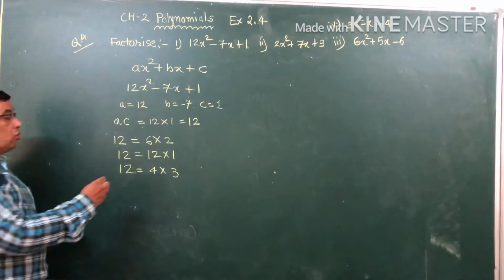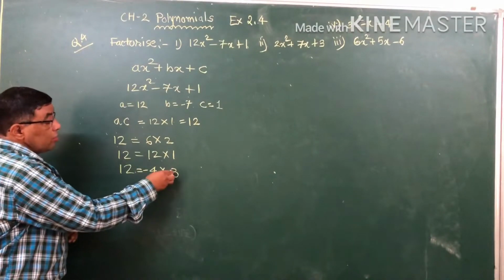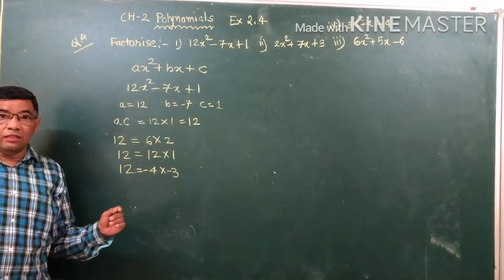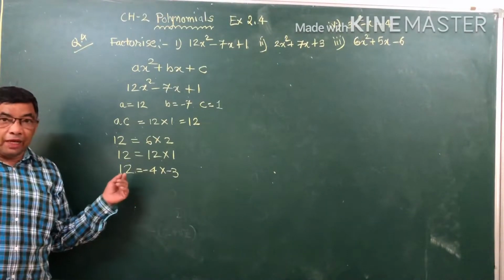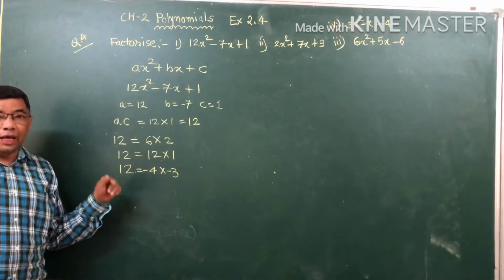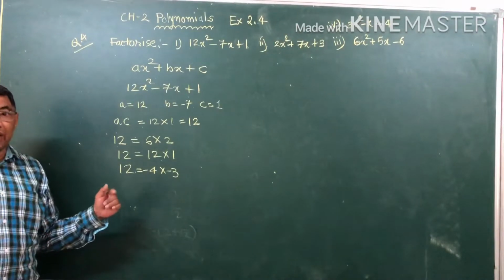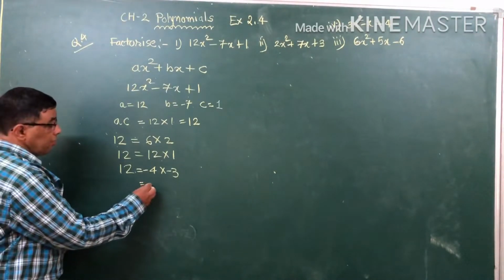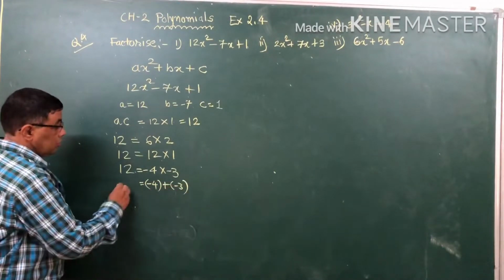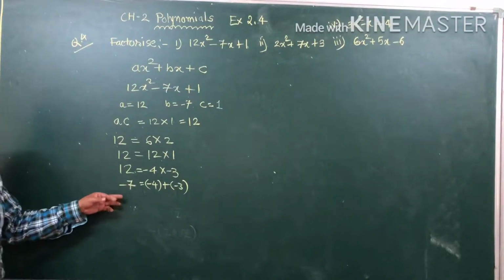So we make a little change here. See here, minus 4 into minus 3. Multiplication we are getting plus 12, and the total of these two, we are getting minus 7 also here. So we are getting minus 7, which is B here.